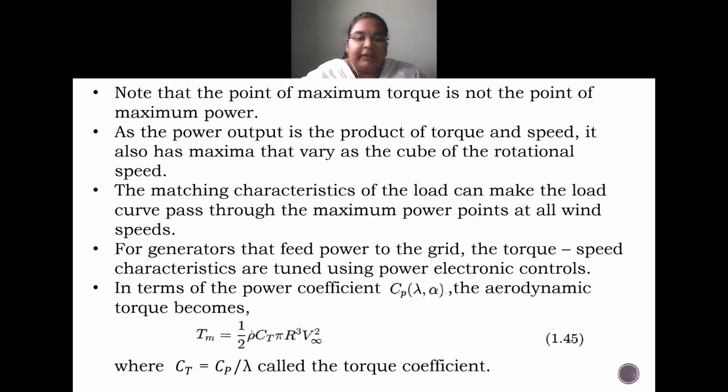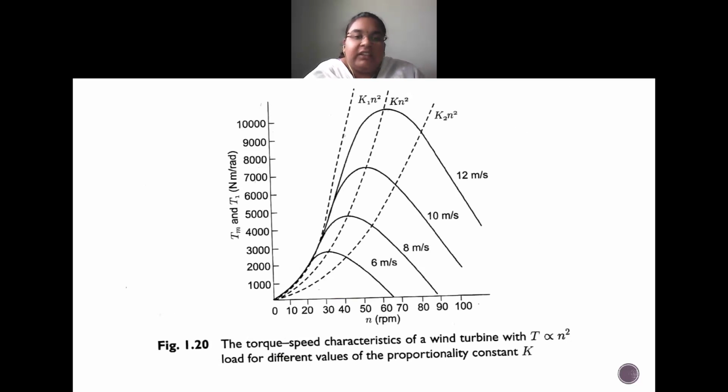In terms of the power coefficient, he is establishing the aerodynamic torque here. Instead of using Cp by lambda, he is using Ct and calling it the torque coefficient. This is the second topic, the torque speed characteristics. We need to understand the torque speed characteristics so that we get the maximum power output from the turbine. So we need to make sure that our proportionality constant is such that the load curve always passes through all the maximum torque points, in order to get the maximum power outputs.